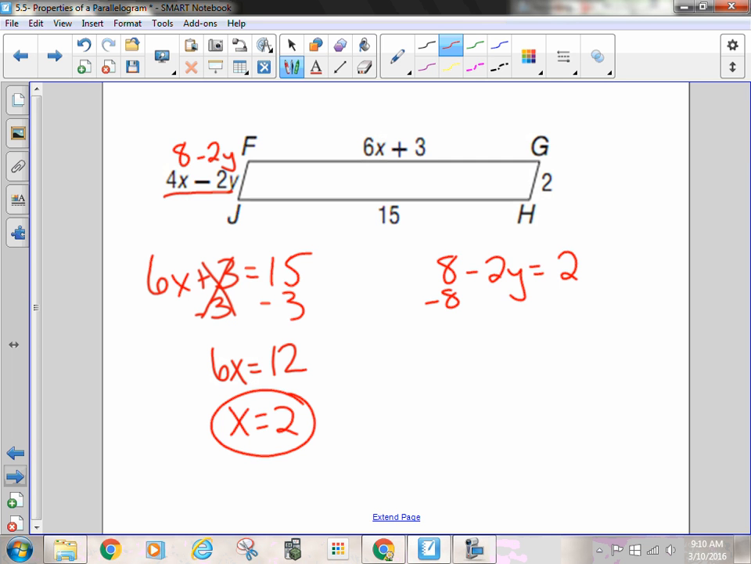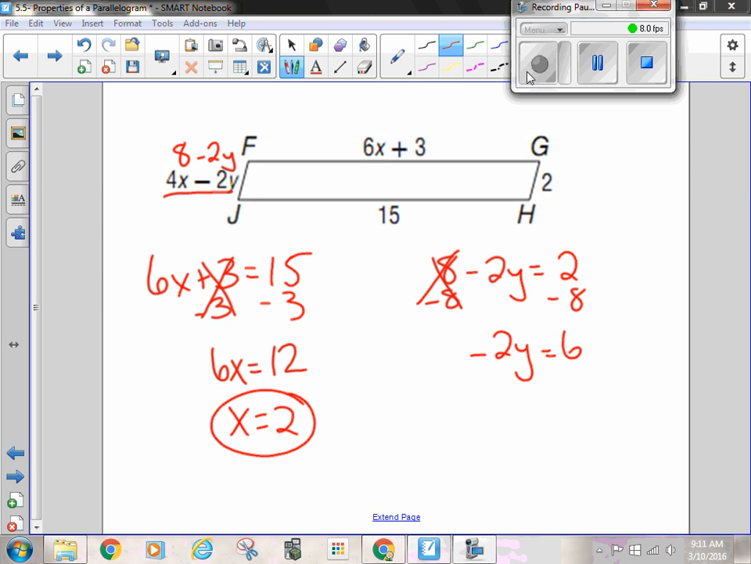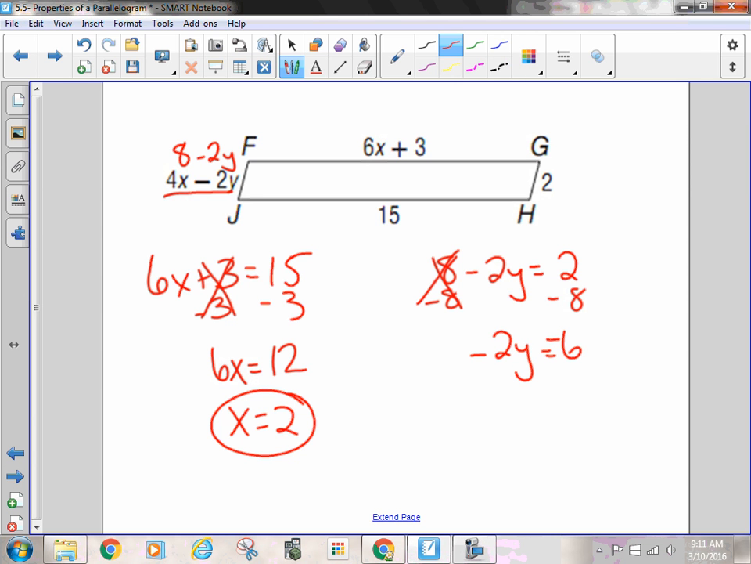I'm going to subtract over my 8. So negative 2y equals, we get 6. Make that a negative 6. Divide both sides by negative 2. So y equals 3.